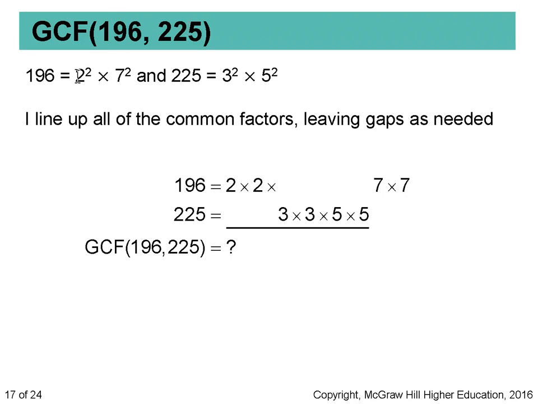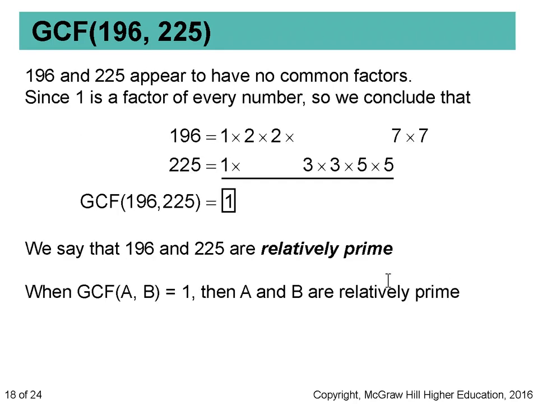196 has factors 2 squared and 7 squared, 225, 3 squared, and 5 squared. When I line these up, I see I have a lot of gaps. It almost appears that they have no common factors, but remember that 1 is a factor of every number. So I add in my 1 here just so that I can help see what's going on.